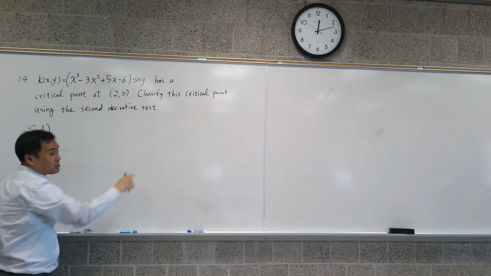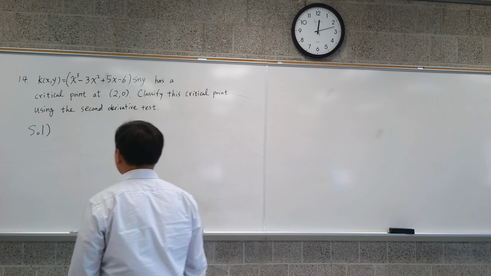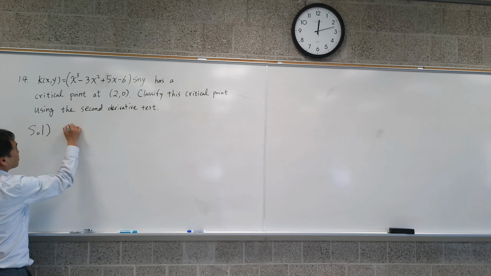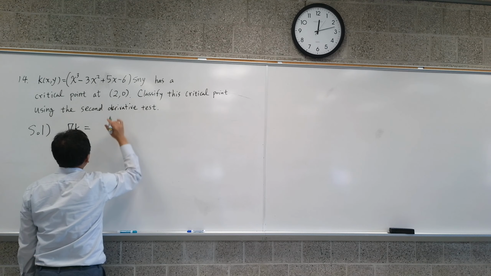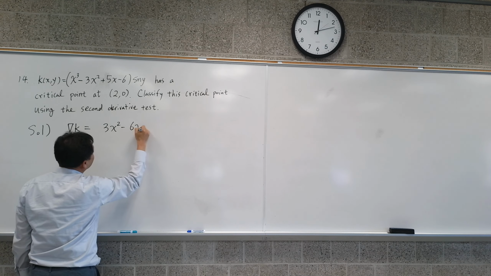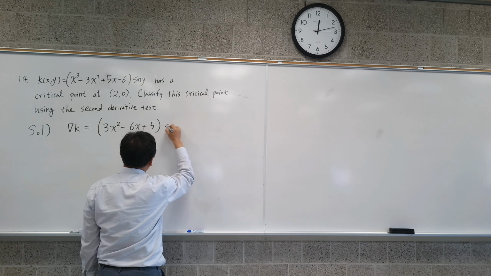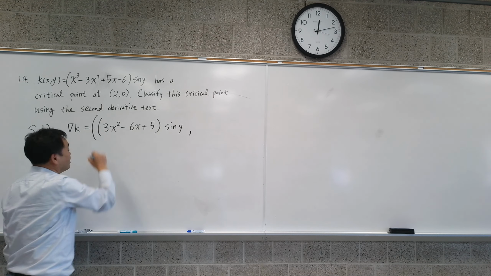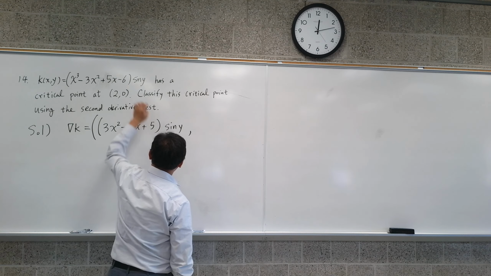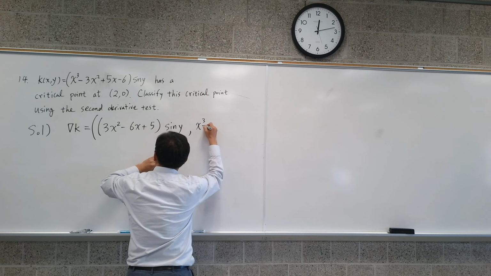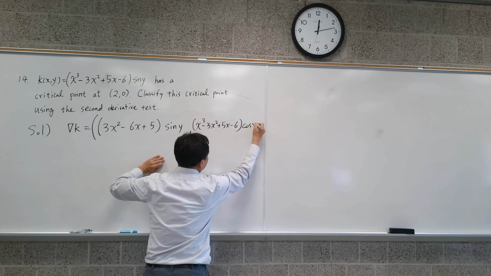So the second derivative test means you calculate the Hessian and use that to figure out if it's a saddle or not, and stuff like that, okay? So first, what's the gradient of k? If you differentiate this by x, that's 3x squared minus 6x plus 5, and then sine y. That's what you get for the derivative with respect to x. If you differentiate by y, this time you're just differentiating sine y, so the x part doesn't change, and then you have cosine y.